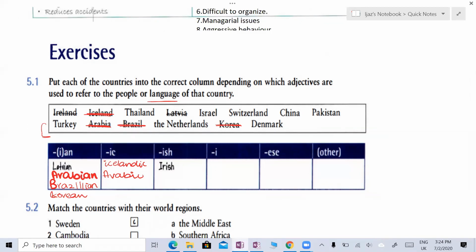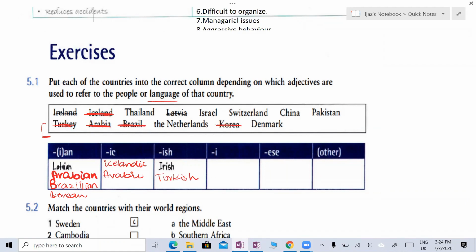So next one is ISH. For example, Irish, Turkish. Yes, that's right. After Irish, you have Turkish. Then I don't think there is another example. We will check at the end.